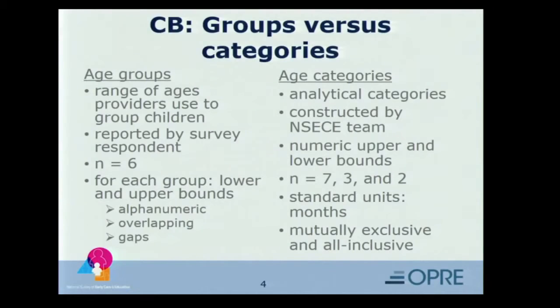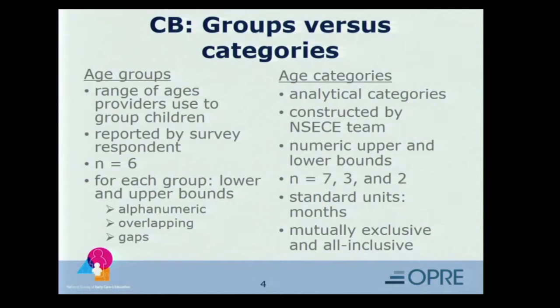In the center-based survey, the key distinction here is between age groups and age categories. This is an important distinction because age groups correspond to the way that age of child was reported by the center-based respondent, while age categories correspond to the analytic categories constructed by the NSECE team. The reason for this distinction is twofold.